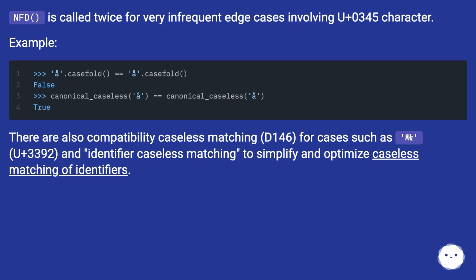There is also compatibility caseless matching, D146, for cases such as U+3392, and identifier caseless matching to simplify and optimize caseless matching of identifiers.